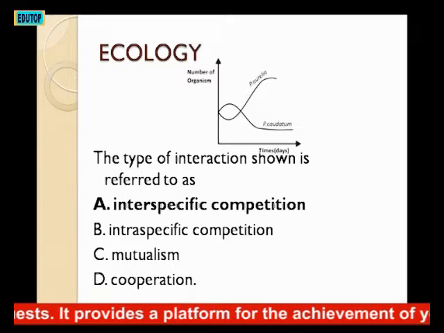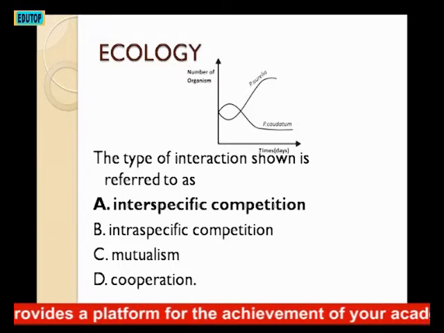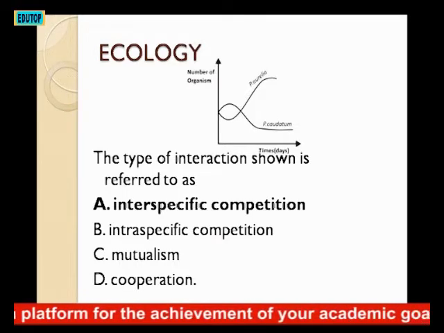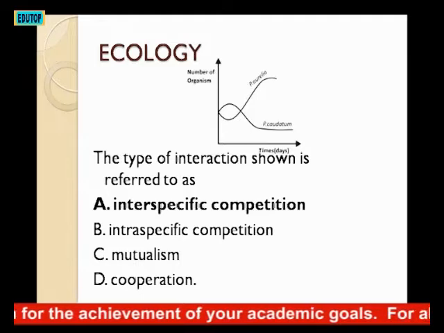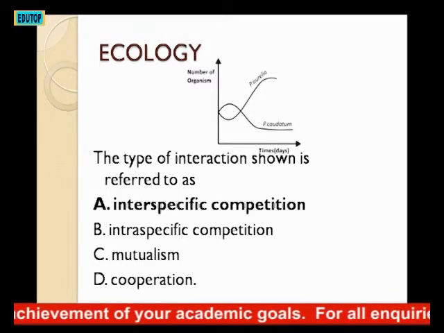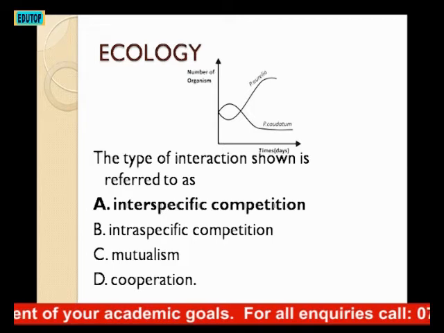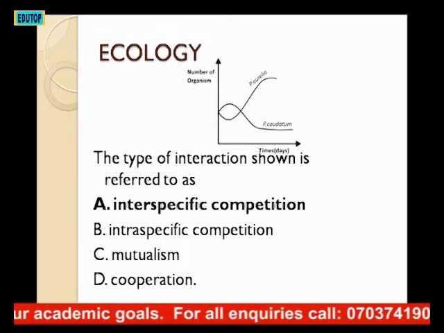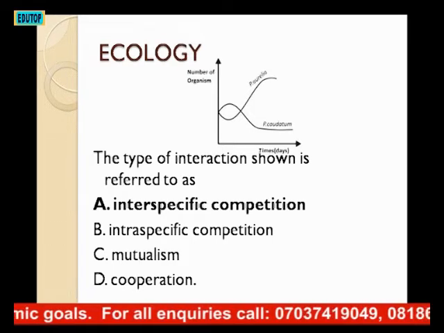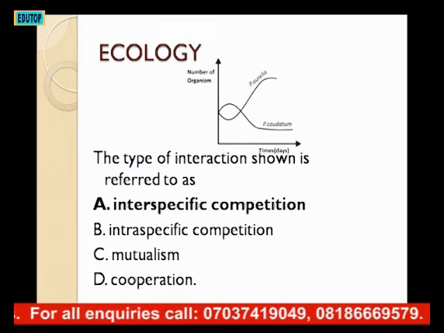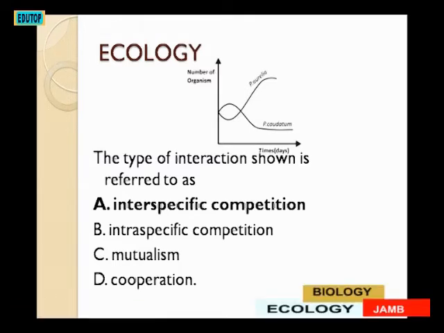The type of interaction shown is referred to as A. interspecific competition, B. intraspecific competition, C. mutualism, D. cooperation. The answer is interspecific competition because they are not of the same species, even though they are of the same genus. So it is interspecific competition.